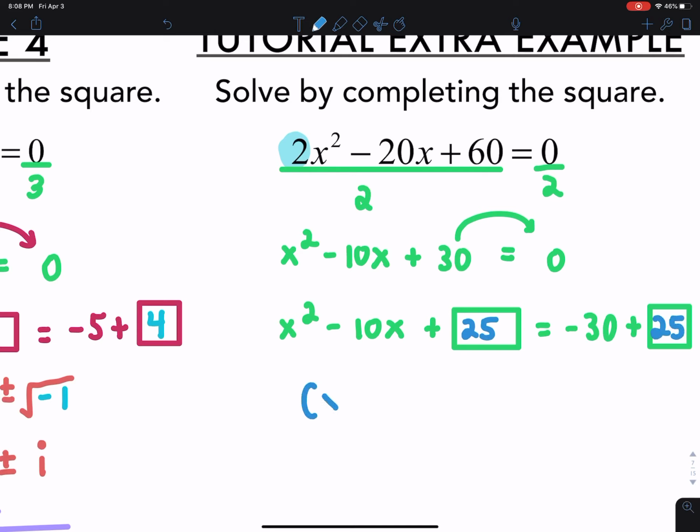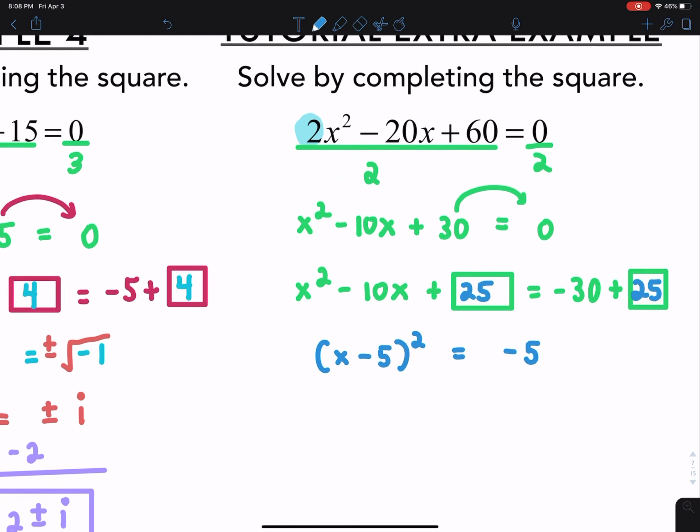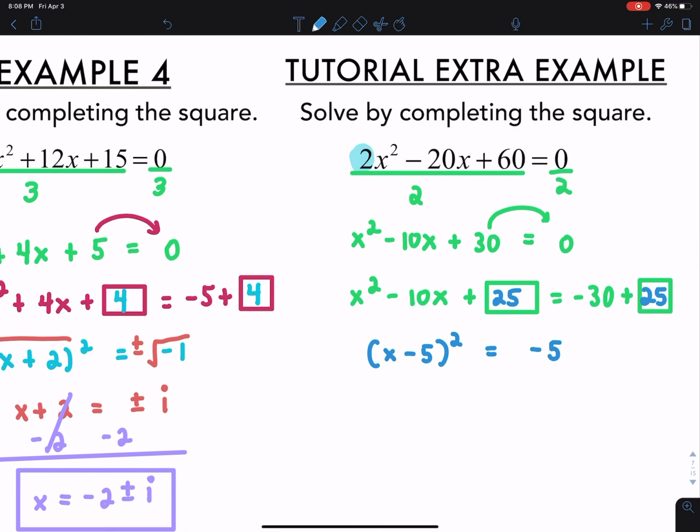So the left side is going to factor to (x minus 5) squared, and the right side is going to simplify to negative 5. Again, because we have a negative number, when we take the square root of that, we're going to end up with a complex solution. So we square root both sides, add the plus or minus in there, so x minus 5 equals plus or minus. To make this positive, we just change this to i times the square root of 5.